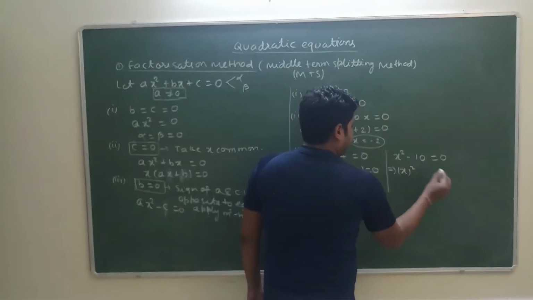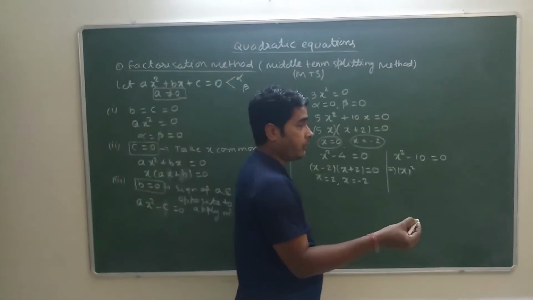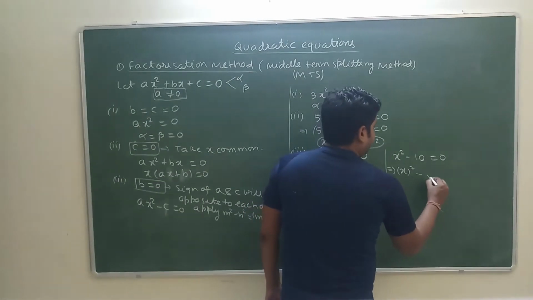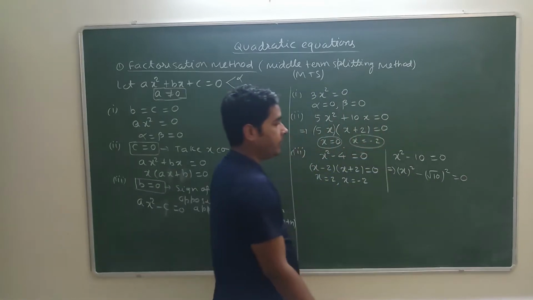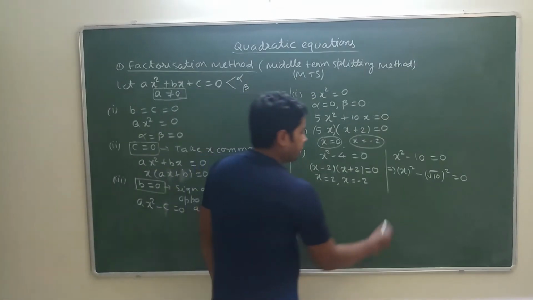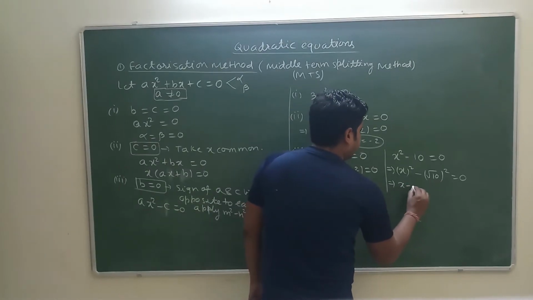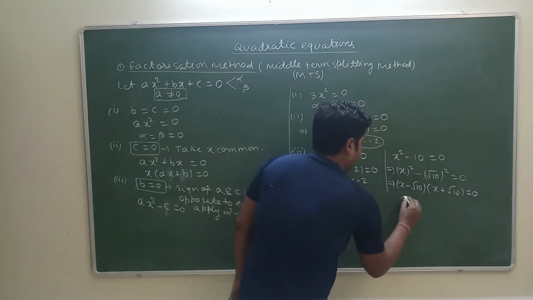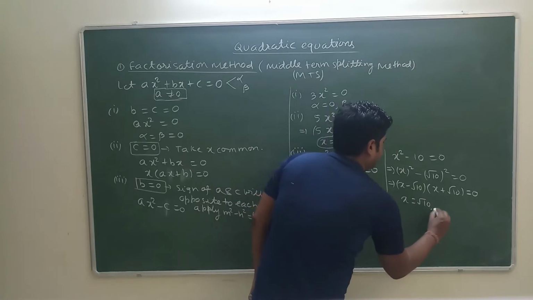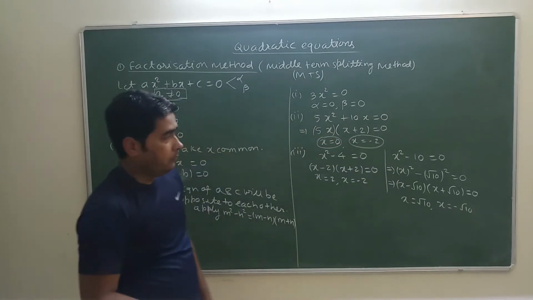This x square is simply x whole square. This 10, if I have to write it in the form of a whole square, we can write it as root 10 whole square, because root 10 whole square is 10 only. Now you can see this is m square minus n square form, so it will be factorized as m minus n and m plus n is equal to 0. This will be x is equal to root 10 and x is equal to minus root 10. These two are your alpha and beta values.